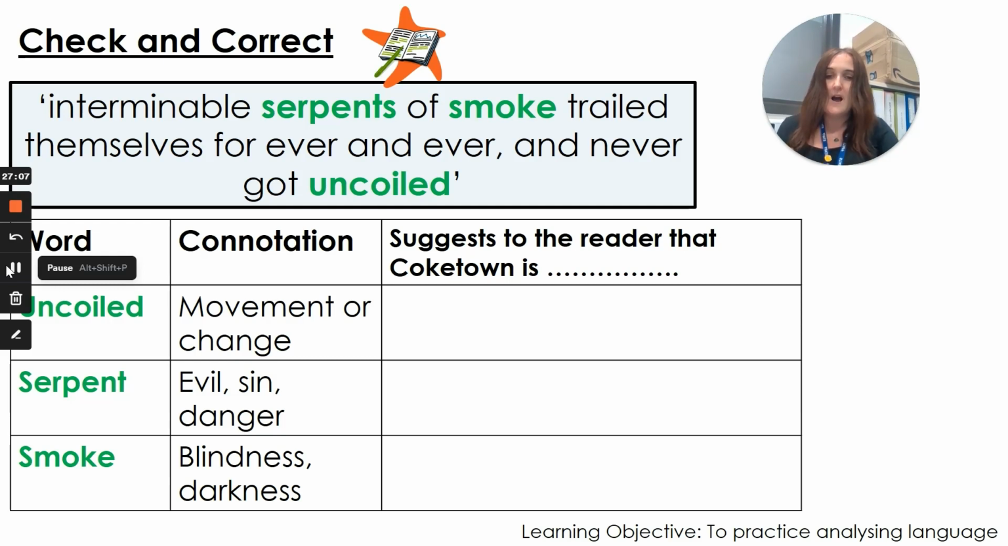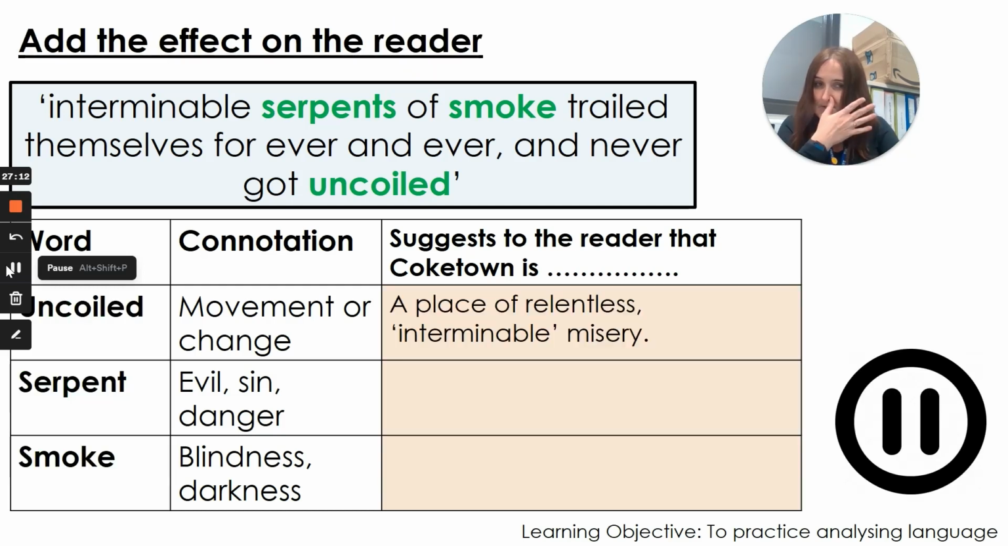I'm now going to ask you to think about what each of those words and the connotations suggest to the reader. So I've done the first one for you here. So uncoiled has connotations of movement or change, and so the fact that it never uncoils would suggest that Coketown is a place of relentless, interminable misery.